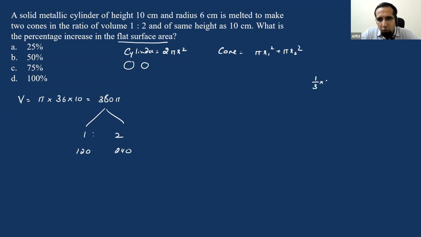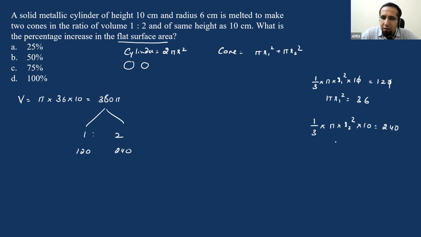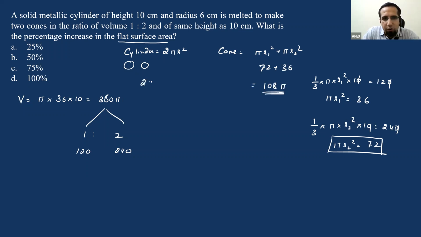So 1/3 into pi into r1 square into 10 is equal to 120. The 0 gets cancelled, so pi r1 square will be 36. Similarly, 1/3 into pi into r2 square into 10 will be equal to 240. That means pi into r2 square, the 0 gets cancelled, is equal to 72. So for the cones, we are looking at 72 plus 36 pi, which is equal to 108 pi. Clear? And for the cylinder, it is 2 into pi into r square, that is 36, which will give you how much?